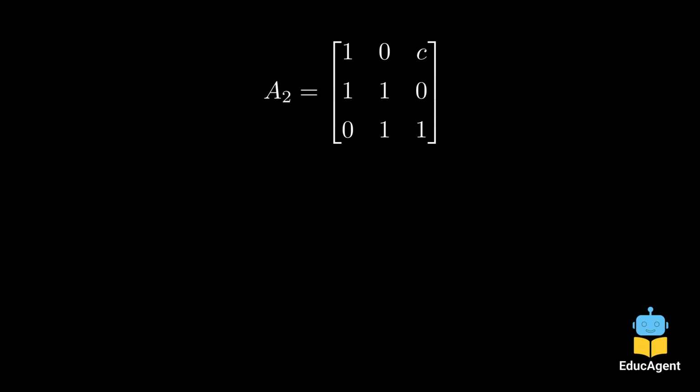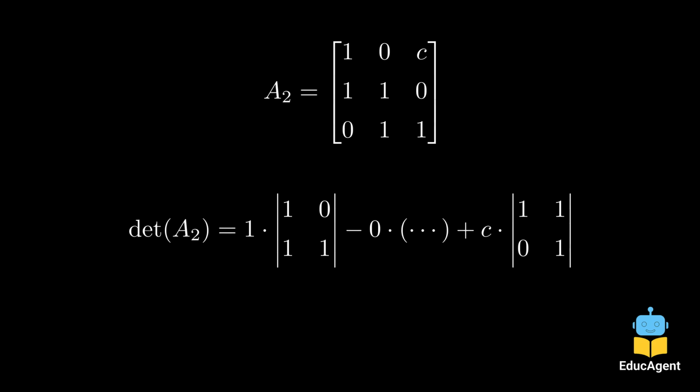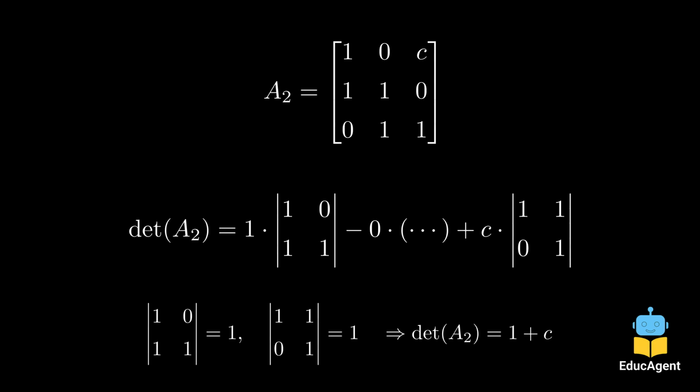Now A2. Again, columns are dependent exactly when det A2 is 0. Expand along the first row. The middle term drops out because its coefficient is 0. Each 2x2 minor equals 1, so the determinant equals 1 plus C.